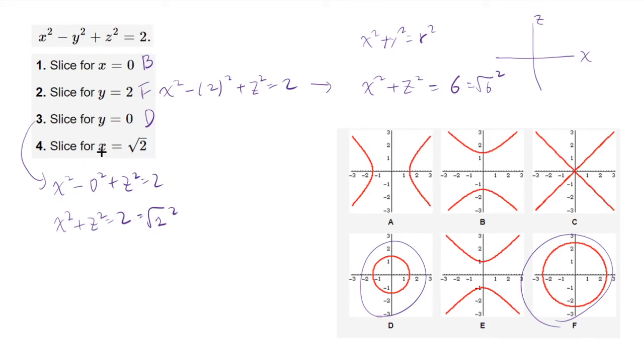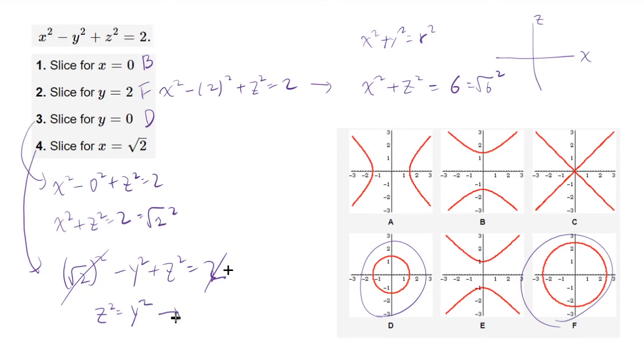Now slice for x equal to square root of 2, let's plug that in. So number 4, square root of 2 squared minus y squared plus z squared equals 2. And square root of 2 squared is 2, so these cancel. And if I move the y squared to the other side, I get z squared equals y squared, right?